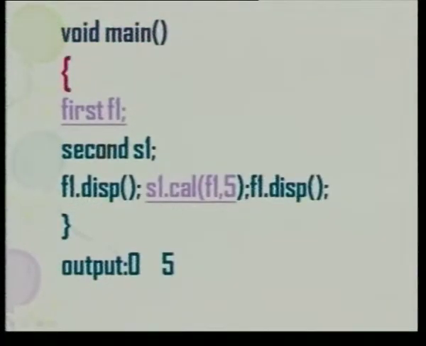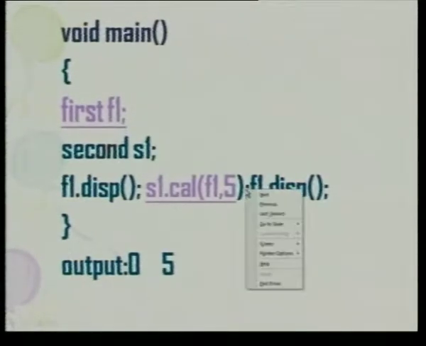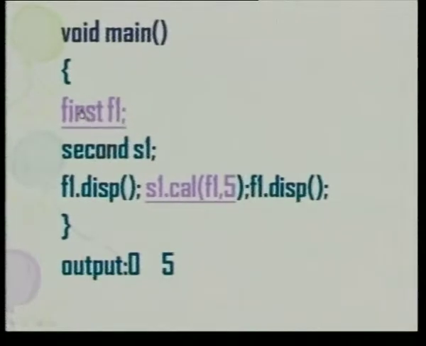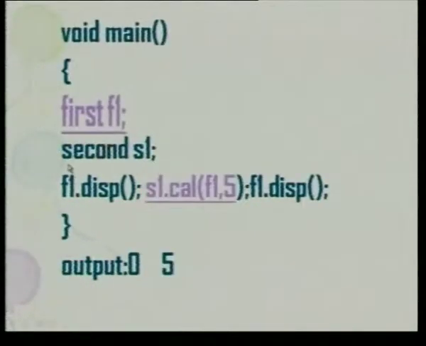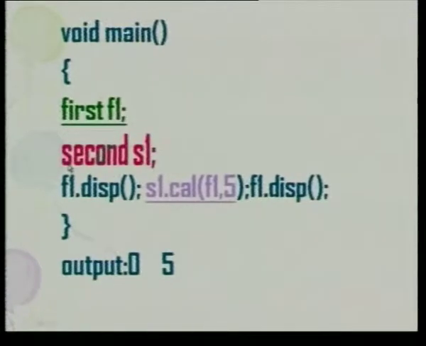Here we are having the main function, first f1. Here we are creating the object. When the object is created, immediately the constructor function will be called. As soon as the compiler sees this statement, it will pass control to this constructor function, and it will assign the value 0 to this variable x. Next we come to second s1. Here we are creating an object for the class second. Second does not have any constructor, so no function will be called.